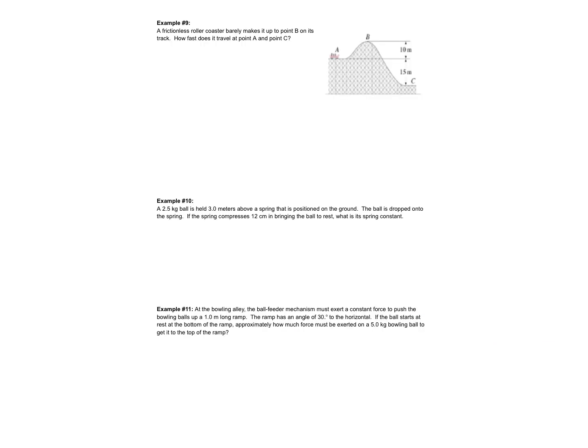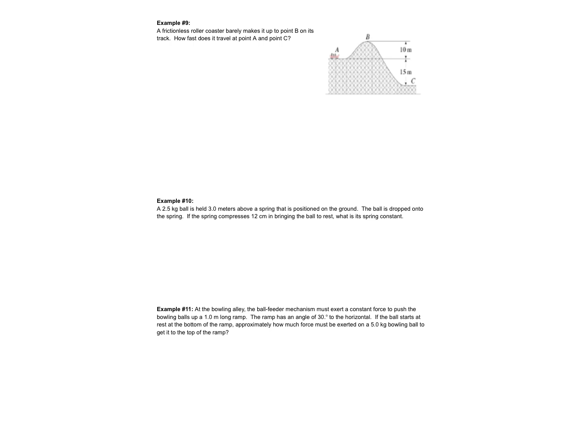All right, so here we are looking at examples 9 and 11. In the first question here, we're given a roller coaster. We've talked about how AP loves their roller coasters. We've got a frictionless roller coaster that barely makes it up to point B on its track. How fast does it travel at point A? And how fast does it travel at point C?